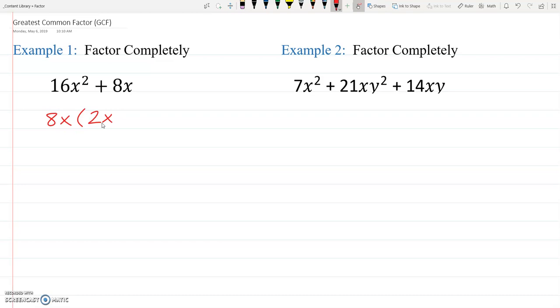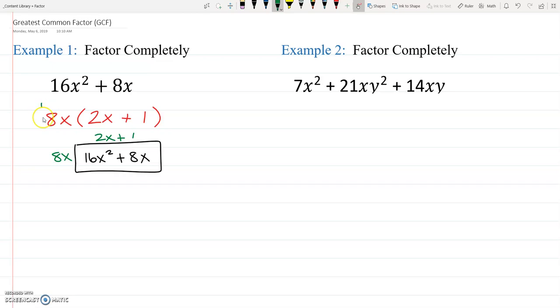This back one, I pulled out a whole 8x, yes? But it's not that there's nothing left there. There's a 1 left there because 8x times 1 would give me my 8x. So what I've successfully done is, if I had a room that had an area of 16x squared plus 8x, the dimensions of that room would be 8x times 2x plus 1. And so my answer is this right here. Greatest common factor is finding something that all of the terms have in common and pulling that out, so doing the opposite of distributive property.